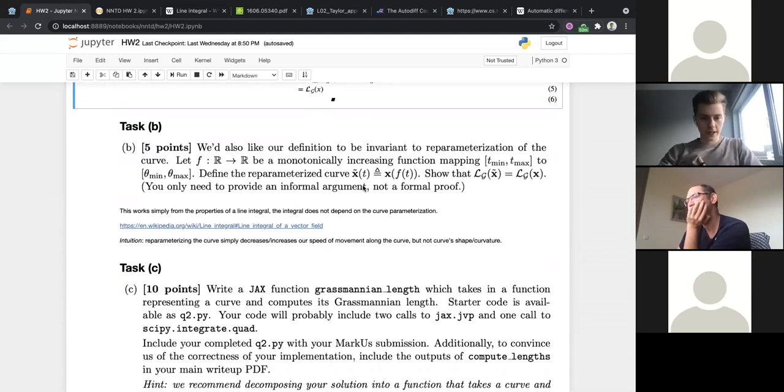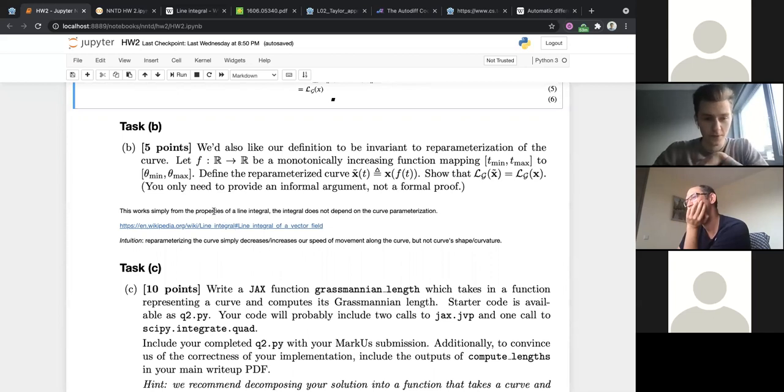Okay, for task B, I'm not as confident that my response is so full here, but this one seems that the intuition holds up that easily here. But tell me what you think.